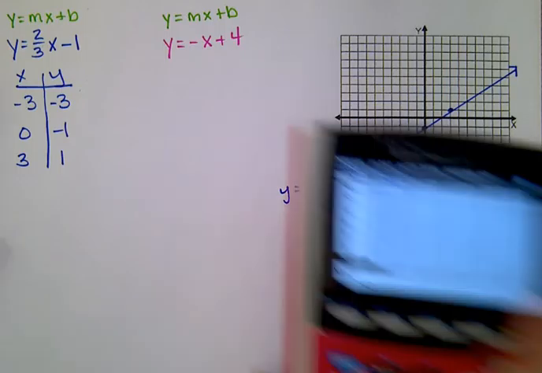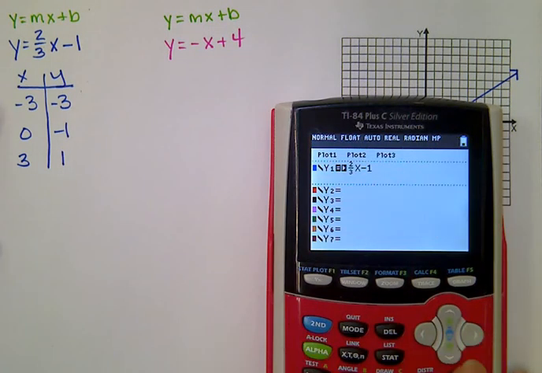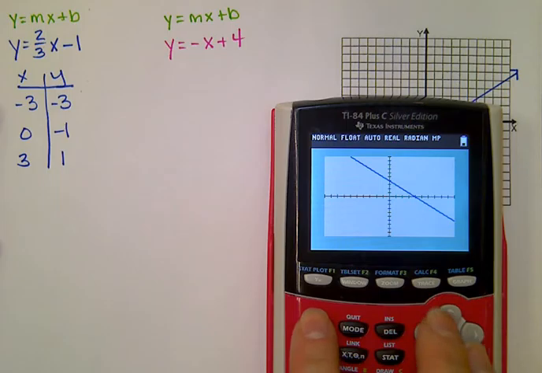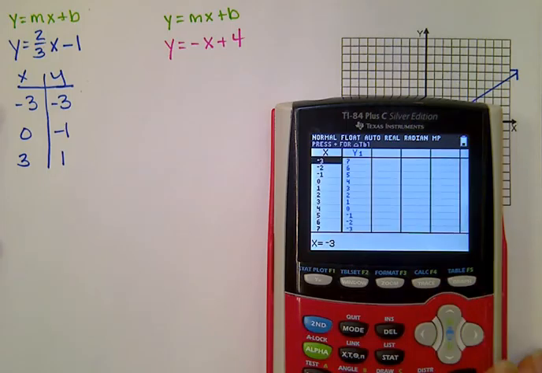Let's try the second one. We're going to clear this out, and in y1, I'm going to type -x plus 4. And I'm going to graph this again so that I can see what it looks like. This one has a negative slope. It is crossing the x-axis right around 4, and it's crossing the y-axis also at 4. So let's go to our table, second, graph, and find some points that we want to graph.